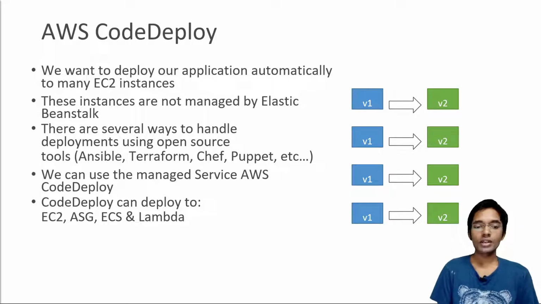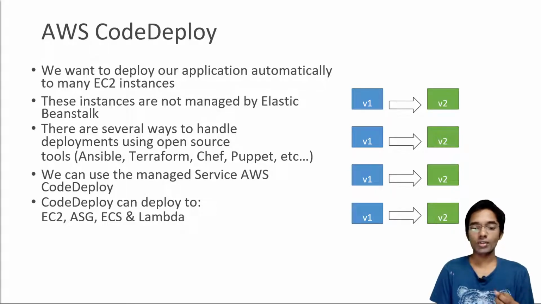CodeDeploy is going to help us deploy our application to, for example, many EC2 instances. The idea is that they are all on version 1 and we want to somehow migrate them to version 2 by deploying a new version of the code. These instances are not managed by Elastic Beanstalk. They are running the CodeDeploy agent, and this CodeDeploy agent is going to be the one helping these instances move on to the next version.